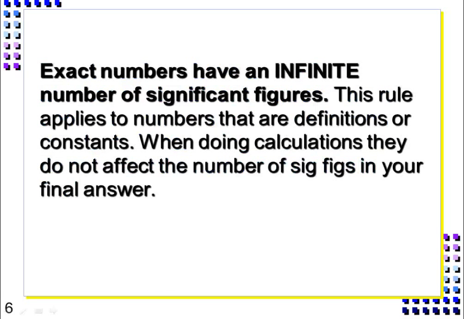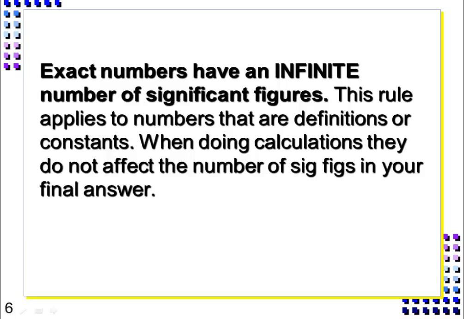I do want to mention that there are some numbers in science that are considered exact numbers, and these are typically constants. And in terms of significant figures, we would say that a constant has an infinite number of significant figures. For example, you might have heard of constants for gravity. An object falls at 9.8 meters per second squared.